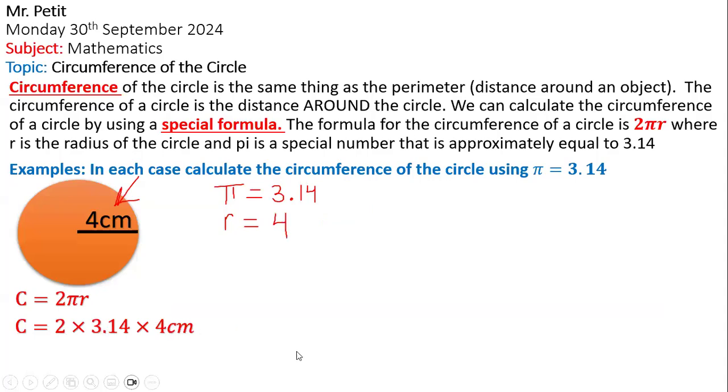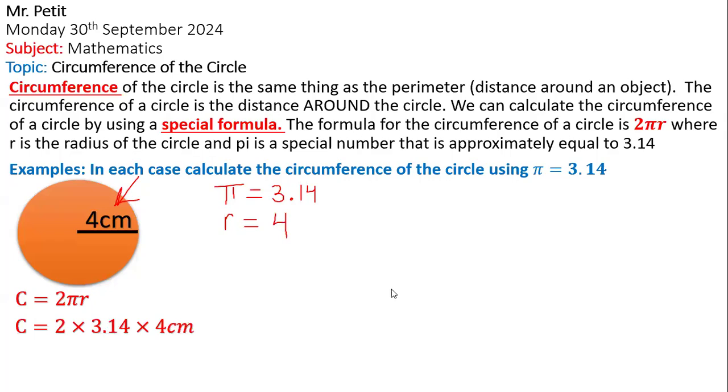You can't see my screen? Excuse me, Mr. Petit. How did you get C equal to 2 times pi times r? That's the formula. So the formula for the circumference is 2 times pi times r. So you always use that. So C is equal to 2 times pi times r. What is pi? Pi is what?